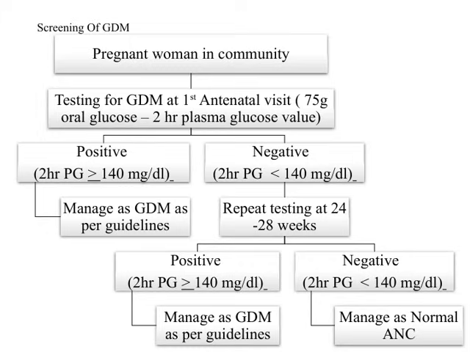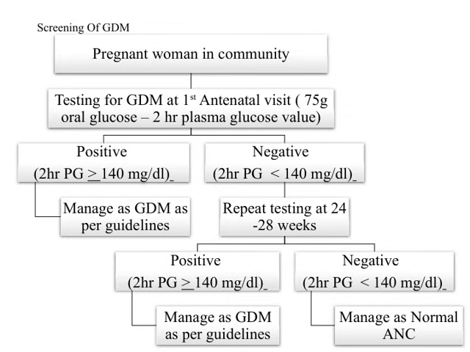Screening is a crucial step because it helps us identify women who might have elevated blood sugar levels during pregnancy. Early detection allows for timely intervention, which can significantly improve outcomes for both mother and baby. Typically, screening is done between the 24th and 28th weeks of pregnancy, although in high-risk cases, it might be done earlier. The most common method is the oral glucose tolerance test, or OGTT.